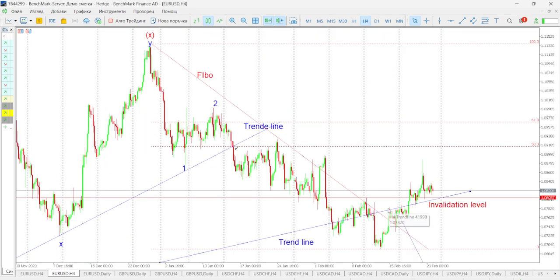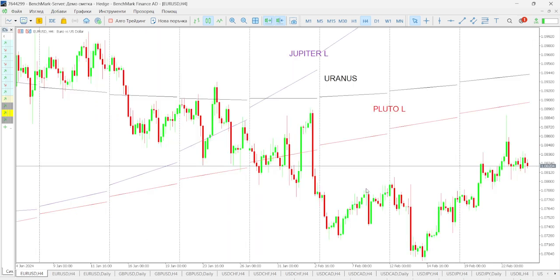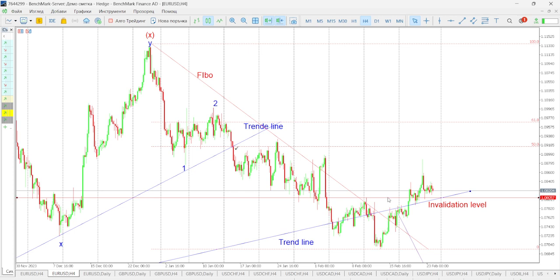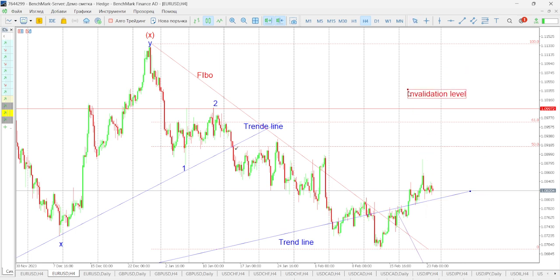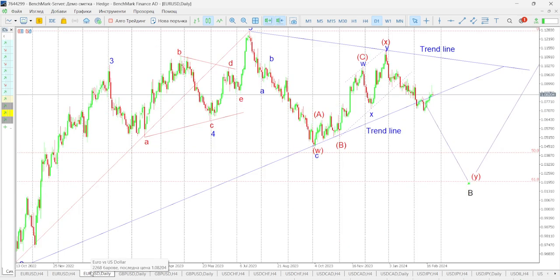and I thought that the price should continue going down, but the market thinks differently and managed to break this trend line up again, and now I expect the price to touch this planetary line here, and after that to continue going down. The invalidation level should be here for the next week, and I hope it'll happen.